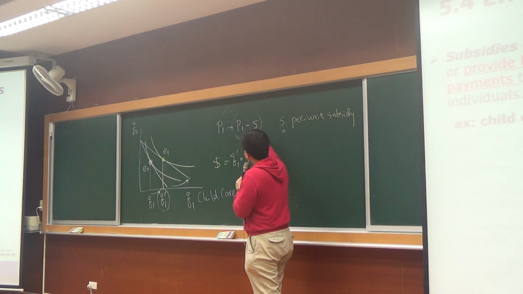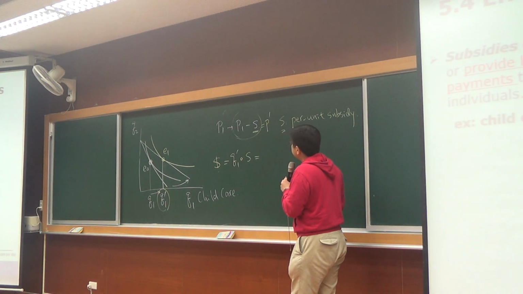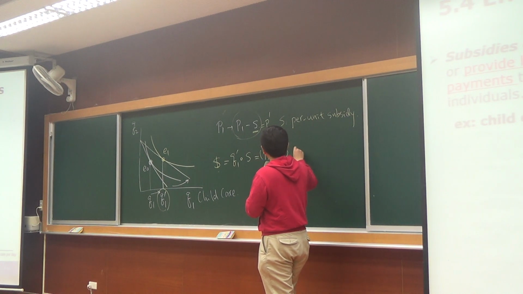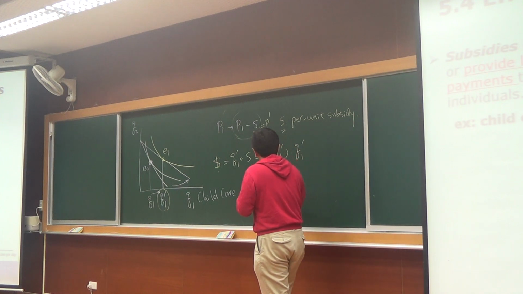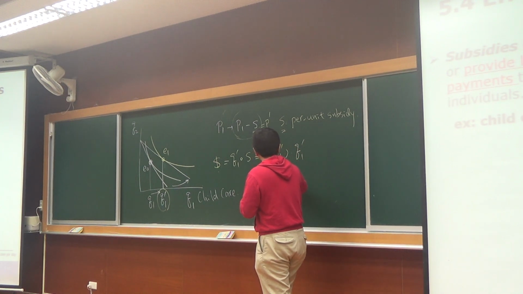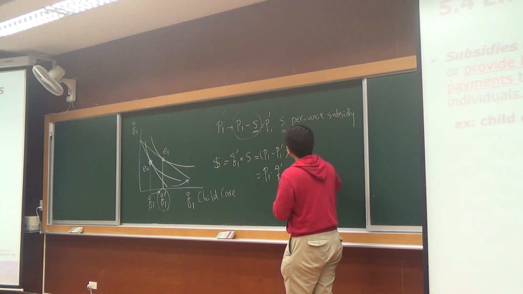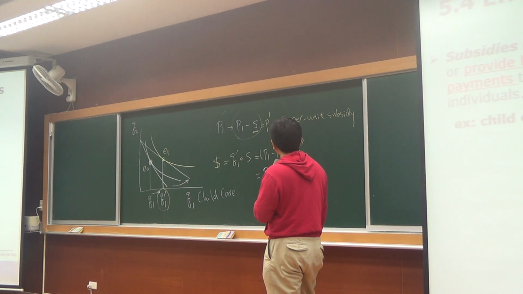And since S, if we call it P prime, S is actually P1 minus P1 prime, times Q1 prime, which would be P1 Q1 prime minus P1 prime Q1 prime. Is that right?